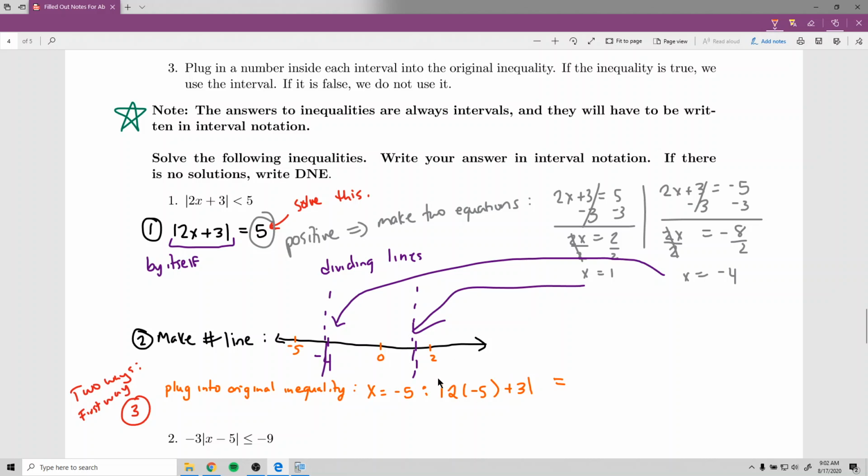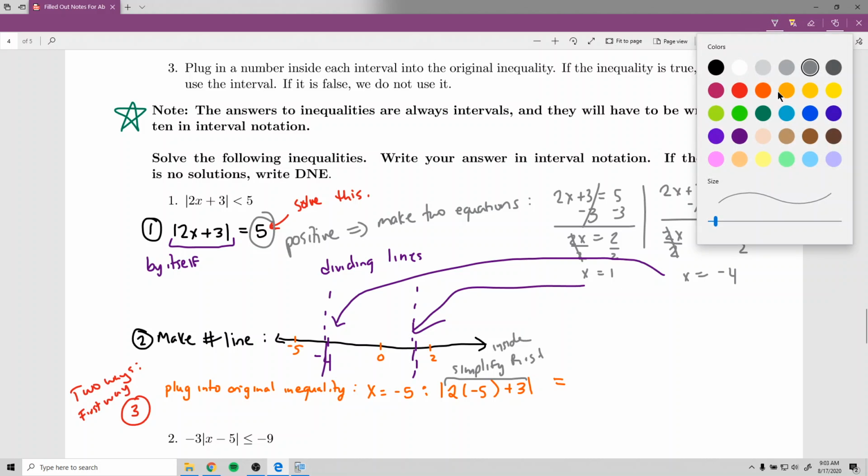What I'm going to do is just simplify this and see, is this less than 5? Anytime you're simplifying numbers inside an absolute value, just simplify the number inside and then do the absolute value. So if you're not familiar or comfortable working with that, simplify the inside first and then do the absolute value.